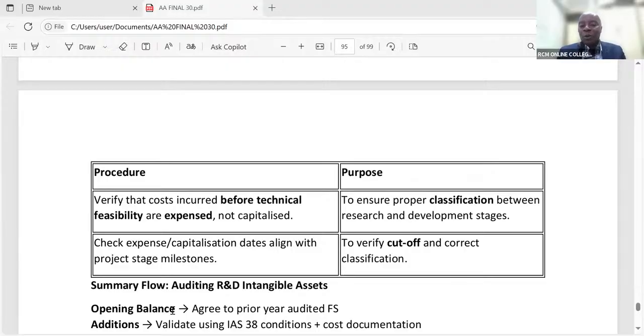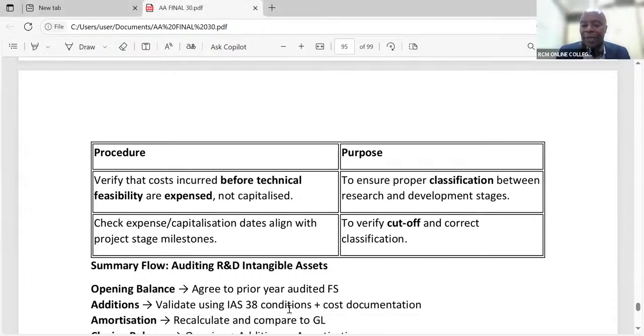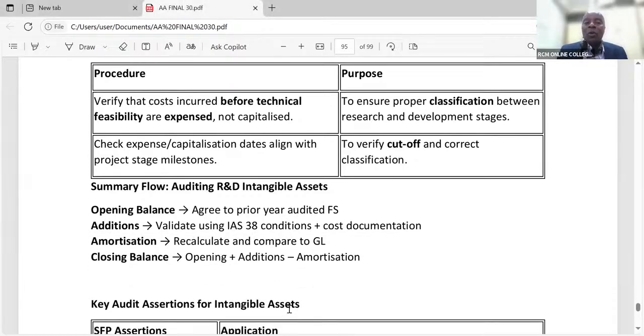So first of all, of course, you'll be able to look at opening balance. Agreed to prior year audited financial statements. You see, for example, when they tell me, ladies and gentlemen, that I'm the auditor, and now I'm specifically looking at the intangible asset for 2025. So they will give you opening balance 2025. I must ensure that the opening balance was brought so nicely from the previous year. Closing balance of 2024 will be the opening balance of 2025. That I have to check because there is always conmanship that normally goes on opening balances.